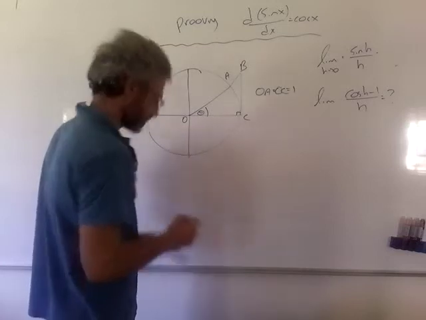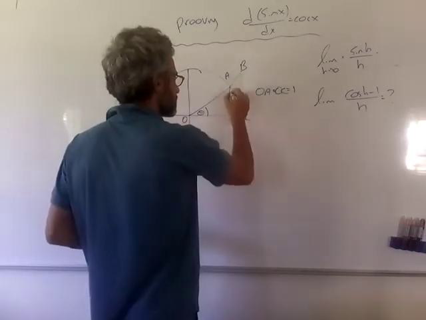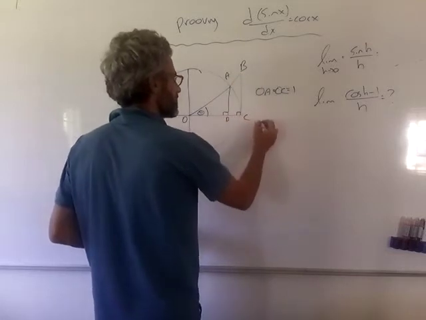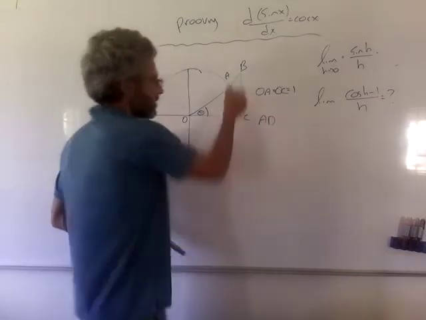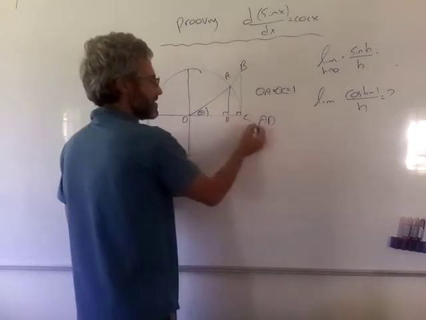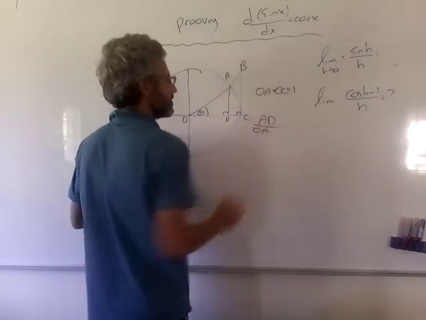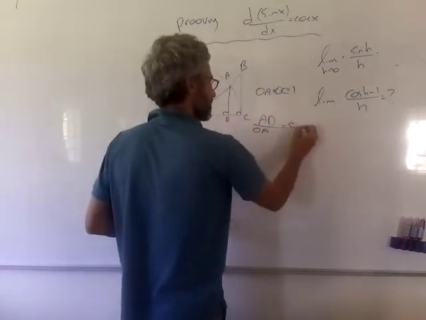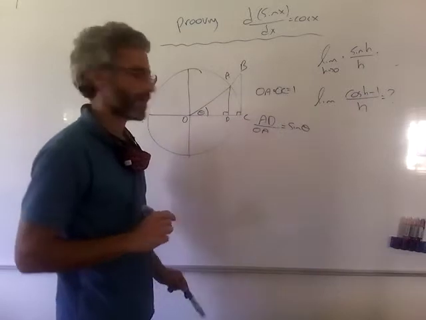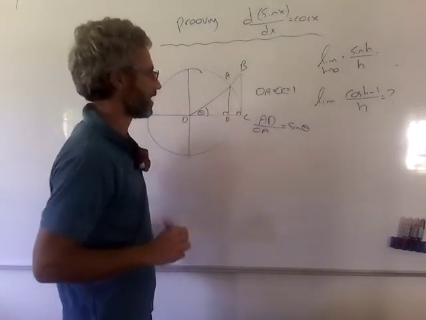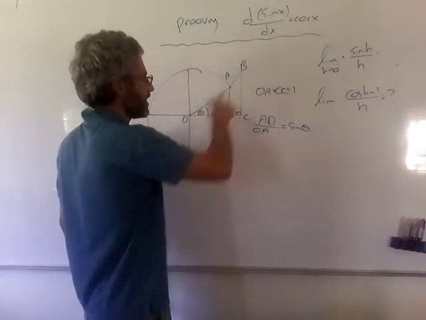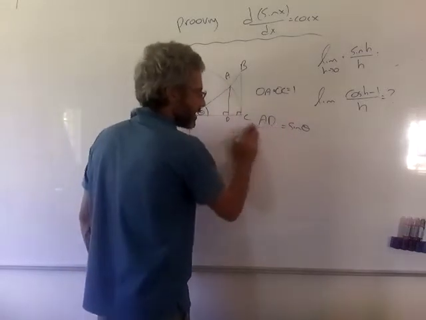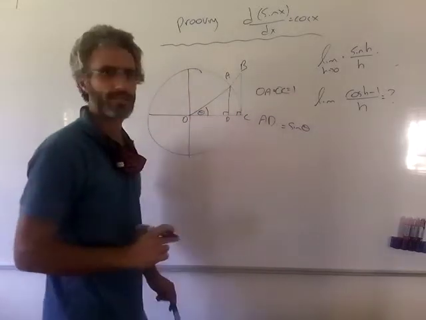Now the first thing I want to do is find out, we'll call that point D, what AD is equal to. Now I know that AD divided by OA is going to be sine theta, right? Because it's opposite divided by the hypotenuse. Now OA really is 1. We said OA is 1. So AD divided by 1 is sine theta. I can basically write AD is sine theta.